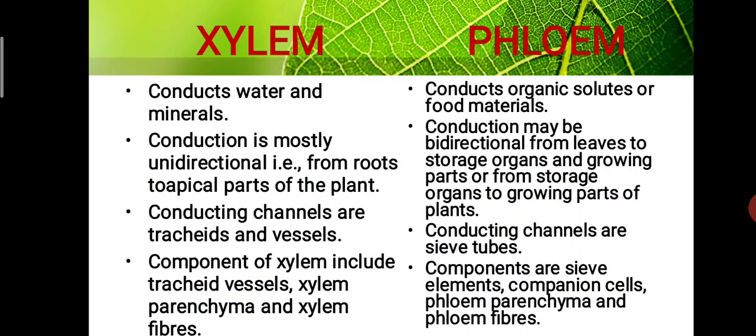Xylem conducts water and minerals. Phloem conducts organic solutes or food materials. In xylem, the conduction is unidirectional. In phloem, the conduction is bidirectional. Third point, in xylem the conducting channels, meaning the pathway, are tracheids and vessels. Here the conducting channels are sieve tubes. Through sieve tubes only everything will move here. Components in xylem are xylem tracheids, xylem vessels, xylem parenchyma, and xylem fibers. In phloem we have sieve elements, companion cells, phloem parenchyma, and phloem fibers. Is it clear? This is a very important 5 mark question.